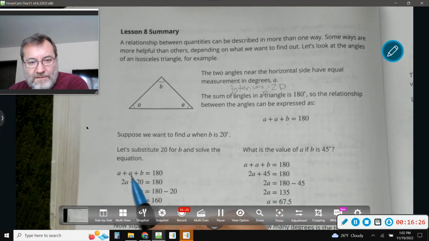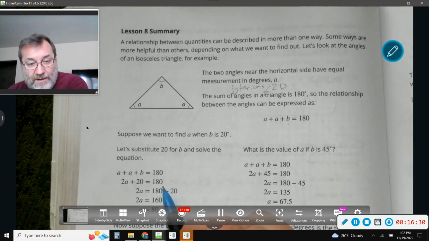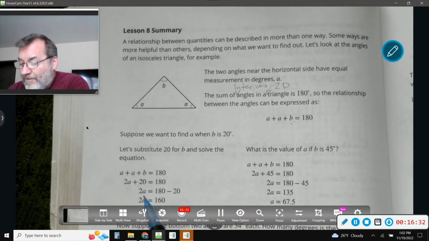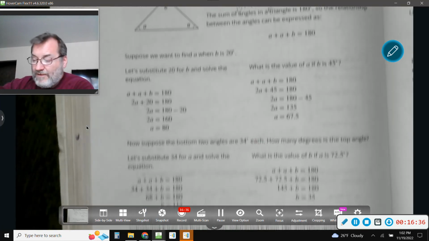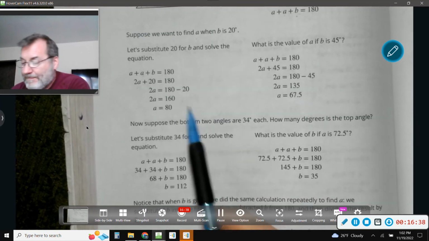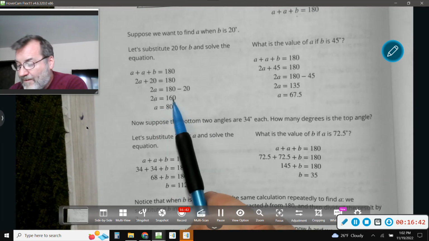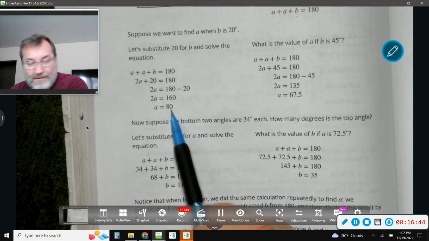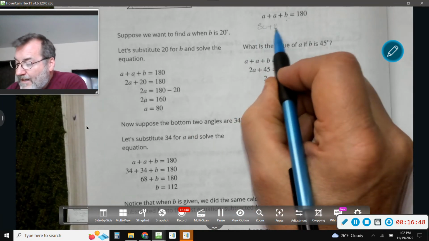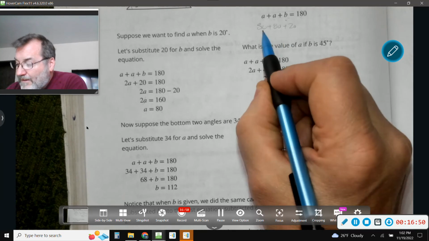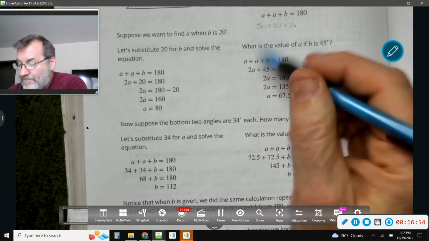A plus A, you can add those together because they're like terms, so that's 2A. So here's your equation right here. I'm solving for A, and so I subtract the 20 from both sides. I get 160, and then you divide both sides by 2, and A turns out to be 80 degrees. And you can always check your work. You can say, okay, 80 plus 80 plus 20. 80 and 80 is 160. 160 plus 20 is 180. So yeah, always check your work.